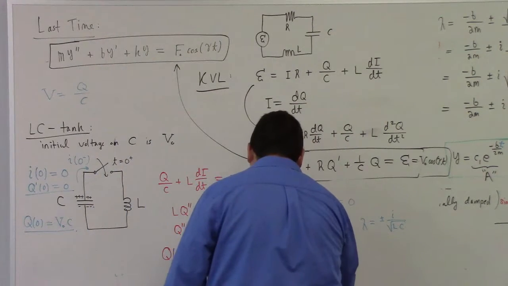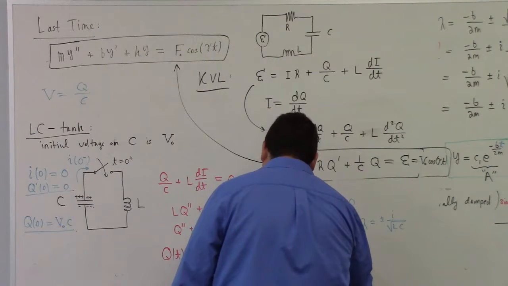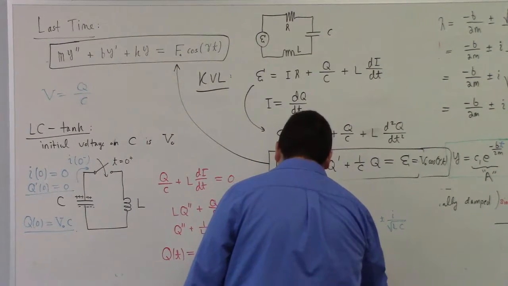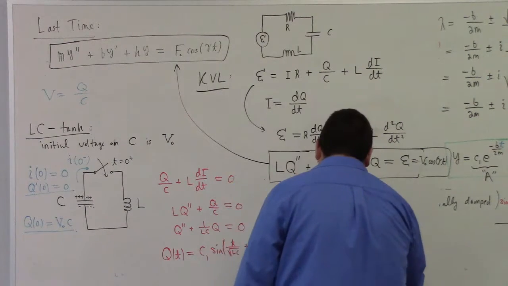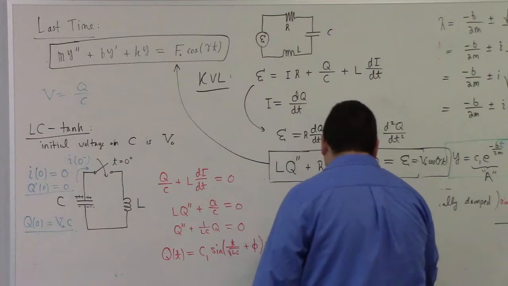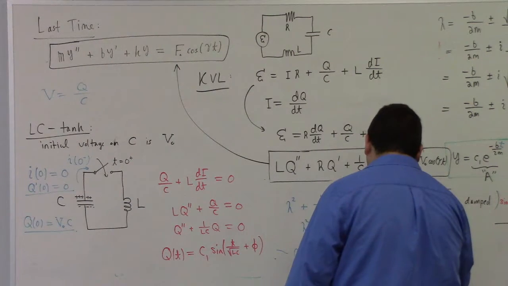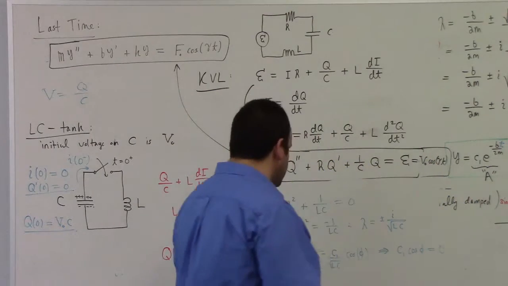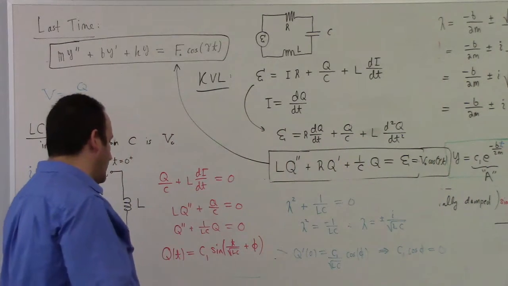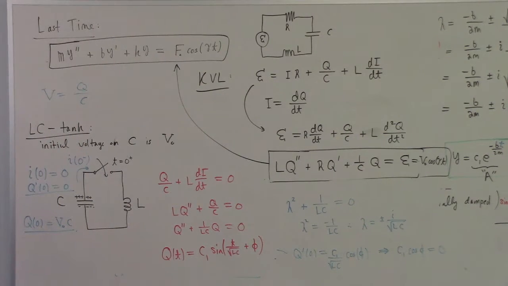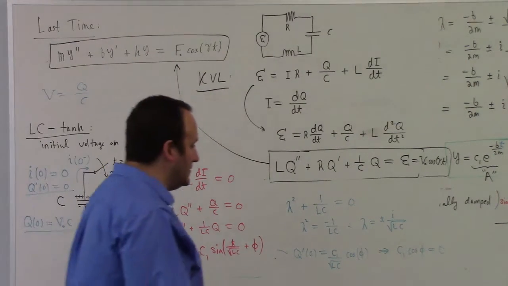So by the way, this says Q prime of 0 is C1 over the square root of LC cosine of phi, right? So that tells me that C1 cosine phi is equal to 0. I can't have C1 equal to 0, so that means cosine of phi has to be 0. That tells me that phi is pi over 2.